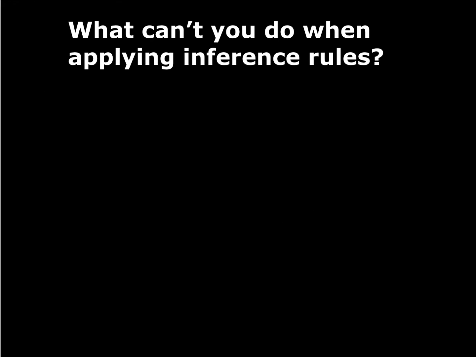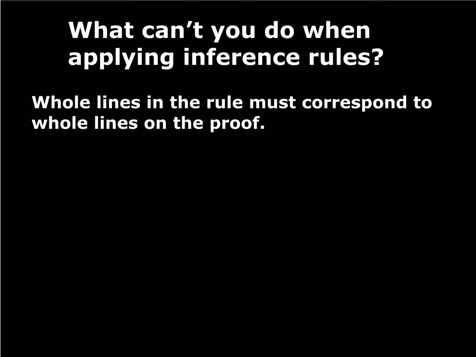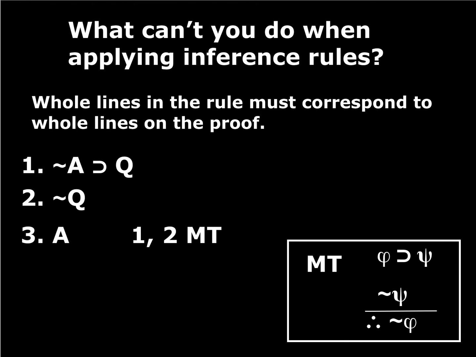What I want to do now is say a little bit about what you can't do when you're applying inference rules. So we've got some examples now, and so hopefully this will make more sense. These are some common mistakes, some things people do that you shouldn't do. So here's one thing you have to make sure: whole lines in the rule have to correspond to whole lines in the proof. I've already talked about that a few times, but I want to make sure that this sinks in.